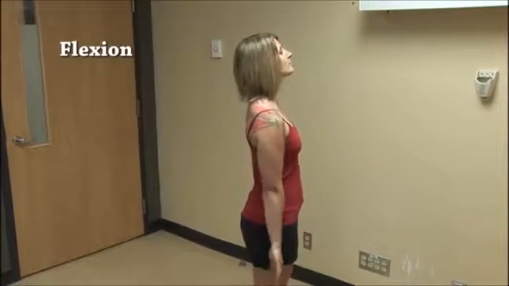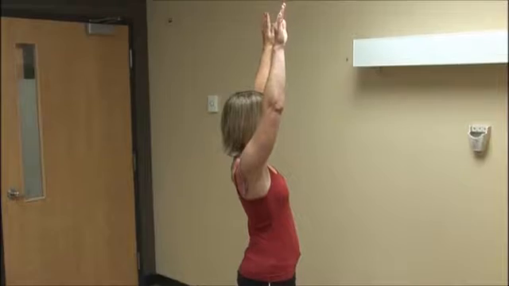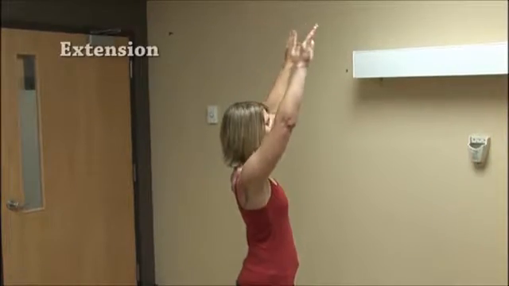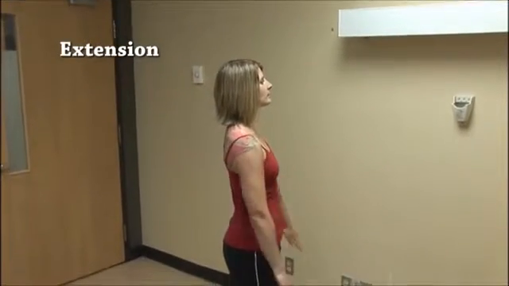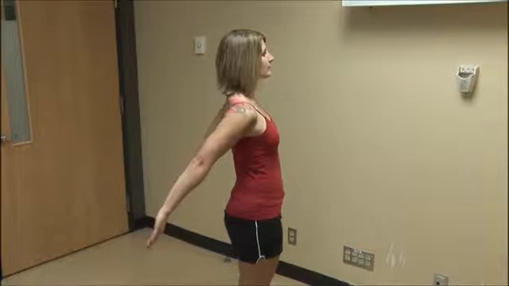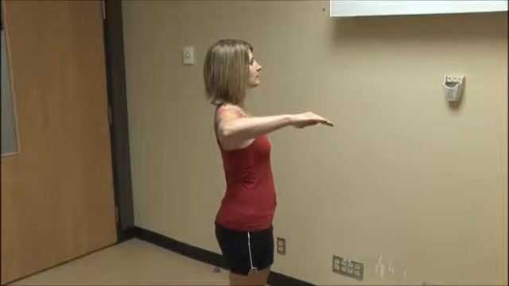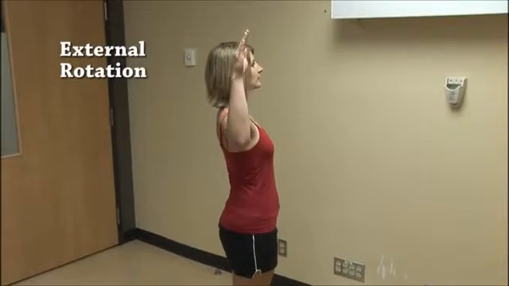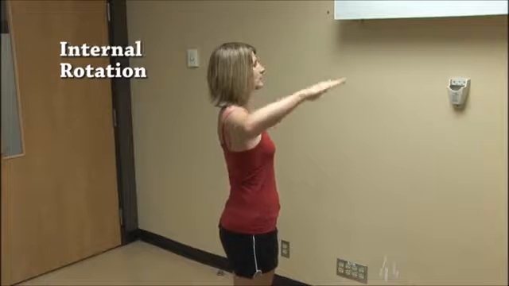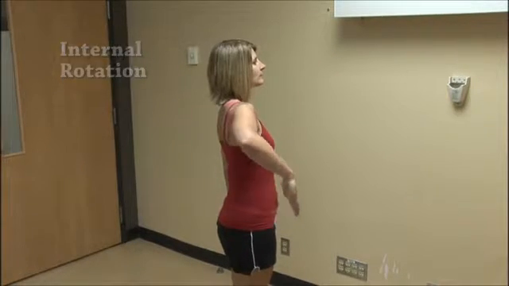From the side, assess flexion. Normal flexion is about 180 degrees. Then assess extension. Normal extension is 60 degrees. With the arm abducted to 90 degrees and the elbow flexed at 90, assess external rotation and internal rotation. Normal is about 90 degrees in both directions.